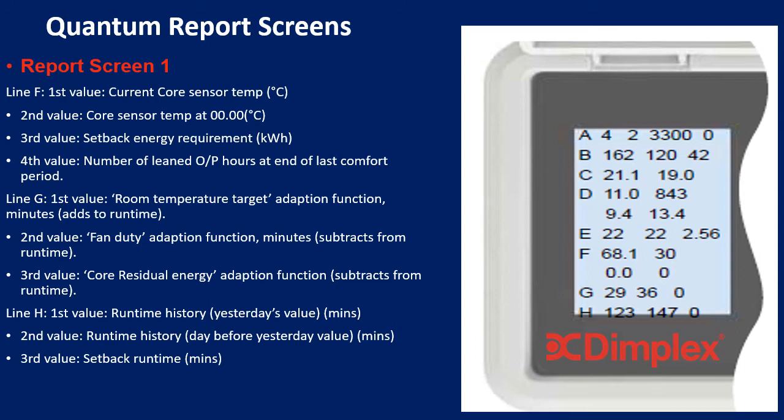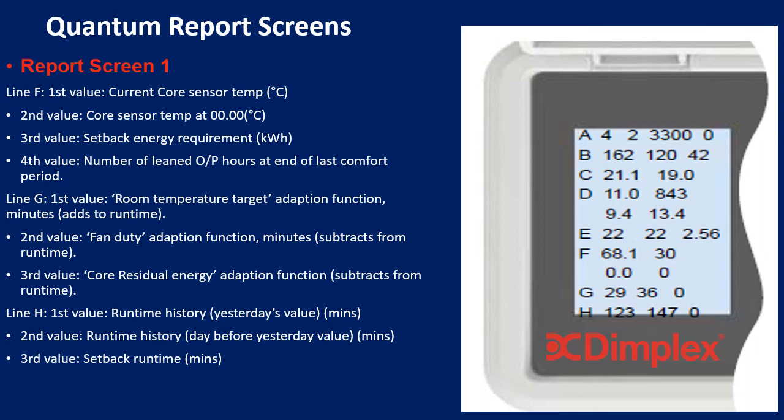Line G, first value, is the room temperature target adaptation function, minutes added to the runtime. Second value, fan duty adaptation function in minutes, subtracted from the runtime. Third value is the core residual energy adaptation function, subtracted from the runtime.